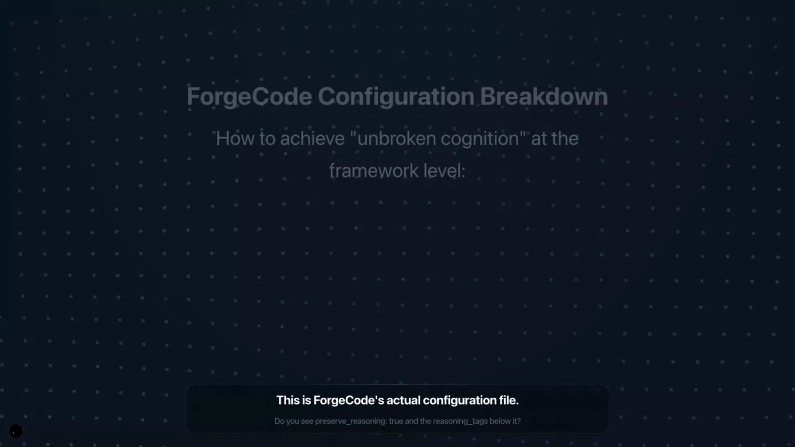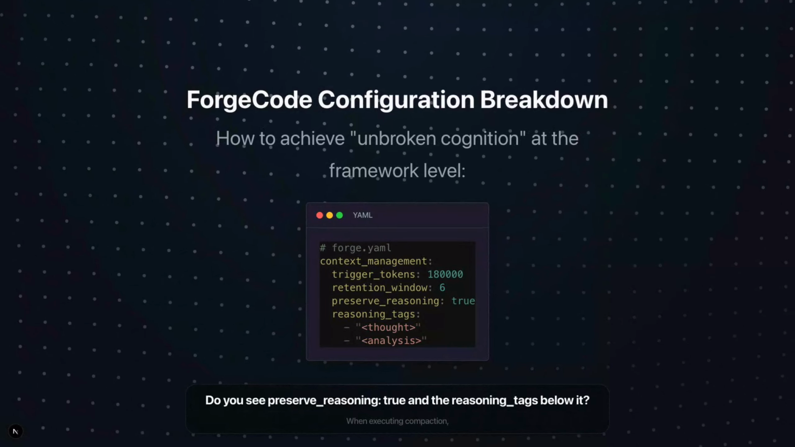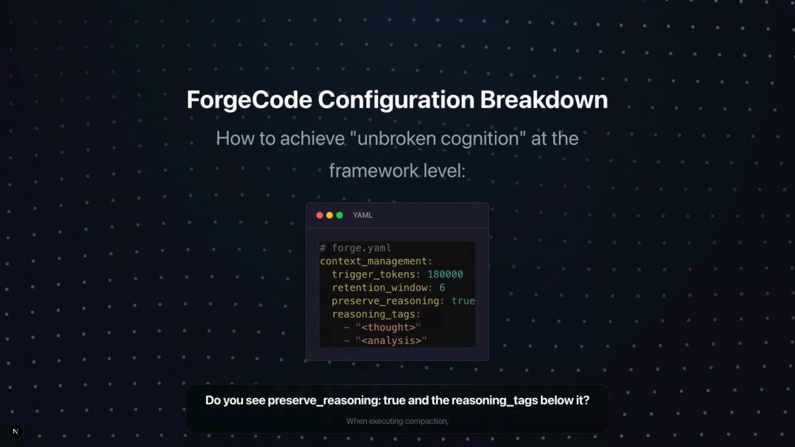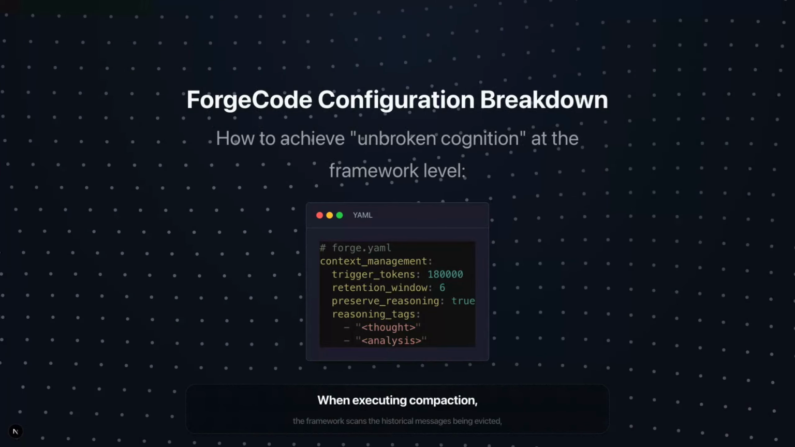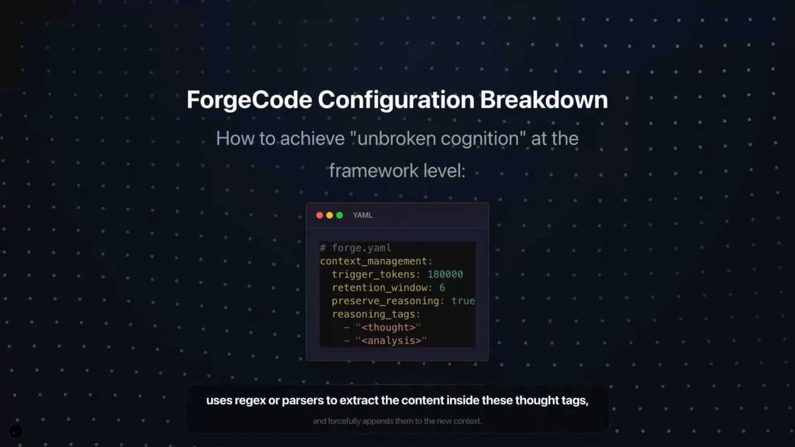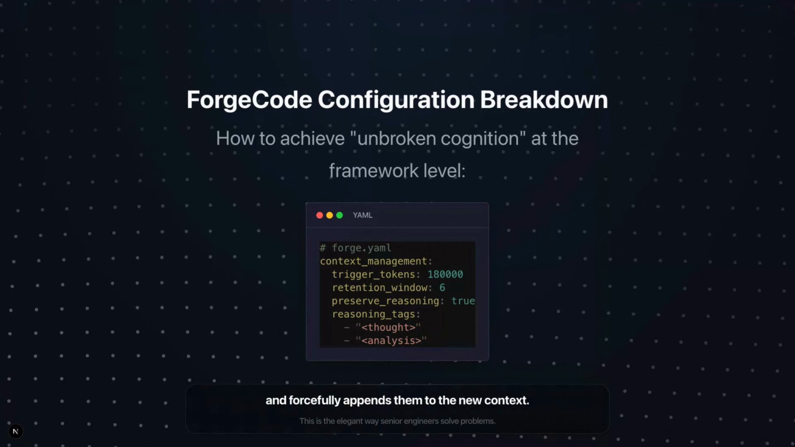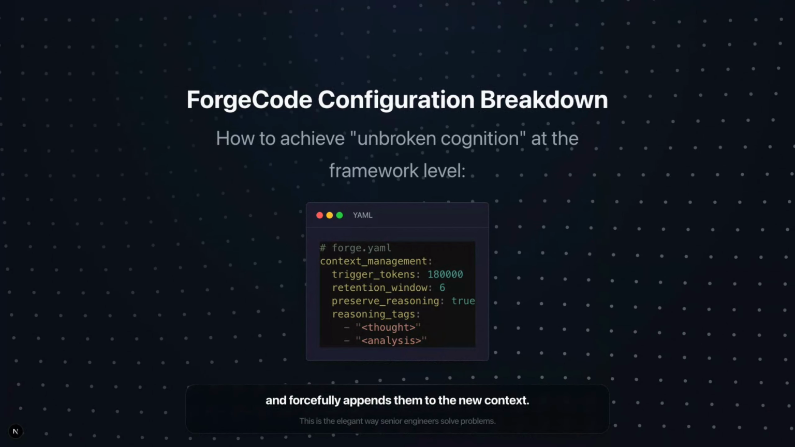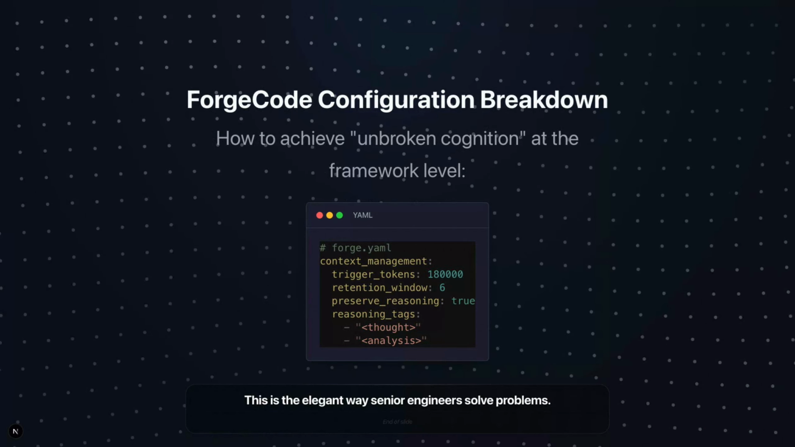So Forge Code deliberately extracts the recent reasoning process and passes it to the next round of conversation like a baton. This is Forge Code's actual configuration file. Do you see preserve, reasoning, true, and reasoning tags below it? When executing compaction, the framework scans the historical messages being evicted, uses regex or parsers to extract the content inside these thought tags, and forcefully appends them to the new context. This is the elegant way senior engineers solve problems.